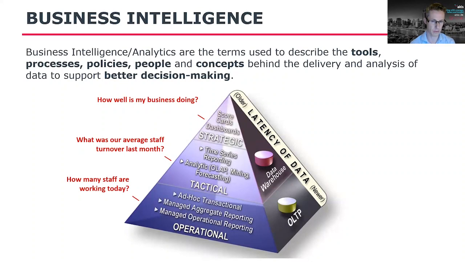As we move up the pyramid, we then get to our tactical BI. This is where we do more of our time series reporting and what-if analysis. So it helps us answer the questions of, what was our average staff turnover last month, to our sort of time period, year-on-year, month-on-month analysis. And at the top of the pyramid, we have our strategic reporting, which typically takes the form of scorecards and dashboards, and it helps us understand how our business is tracking against KPIs and our strategic corporate goals. And the tactical and strategical business intelligence typically resides in a data warehouse.